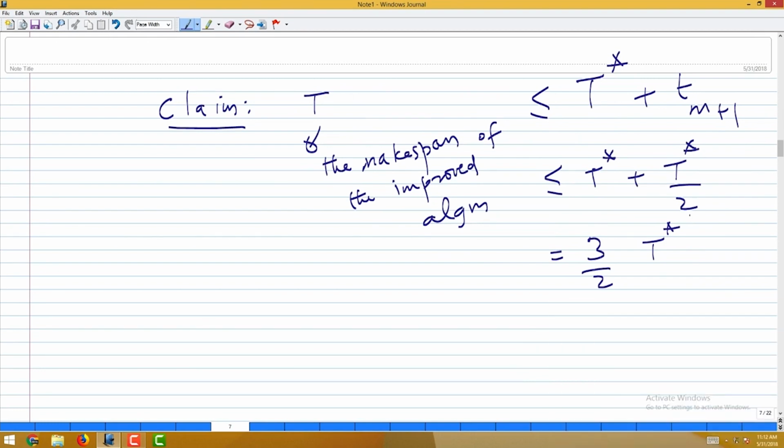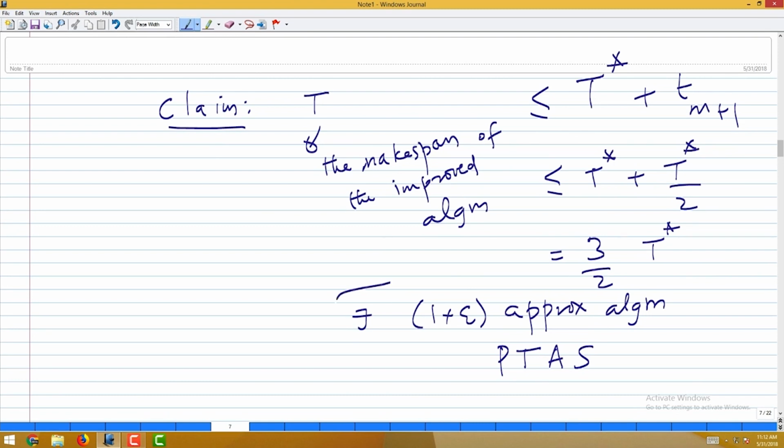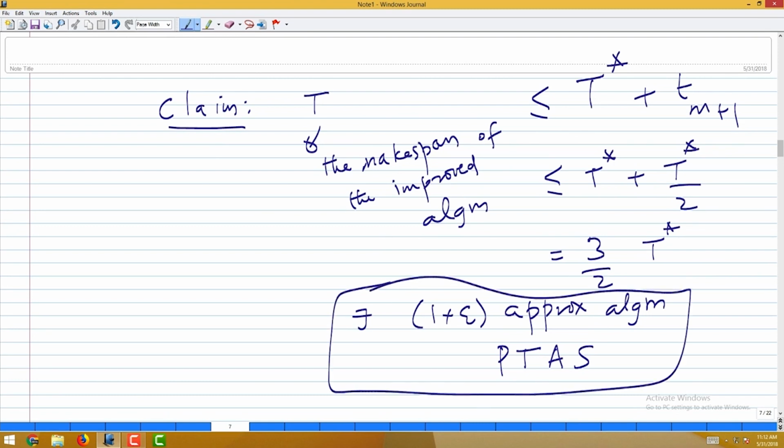And it turns out that even better algorithms are known, you can get to 1 plus epsilon for any epsilon. We won't talk about them here, but these are called polynomial time approximation schemes, where you can get the approximation ratio arbitrarily close to 1.